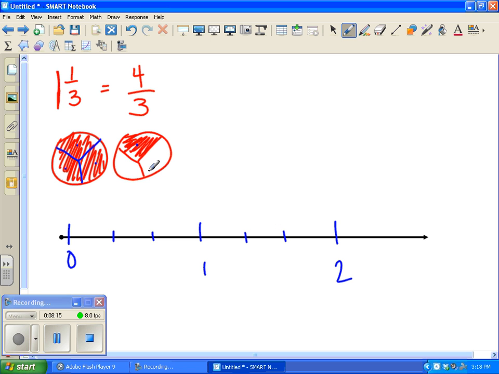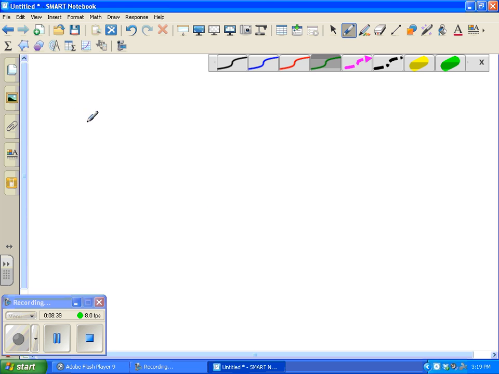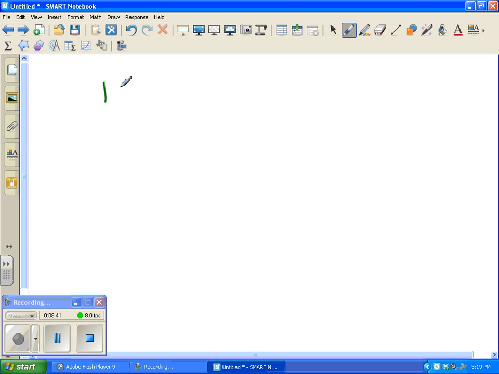Now I have to plot my point at 1 1/3. So past the 1, 1/3. So this point stands for 1 1/3. Now let's show how that's 4/3. Here we go. 1/3, 2/3, 3/3, 4/3. So 4/3 is the same as 1 1/3. And a little bit more expanding on the improper fractions. Let's try this one.